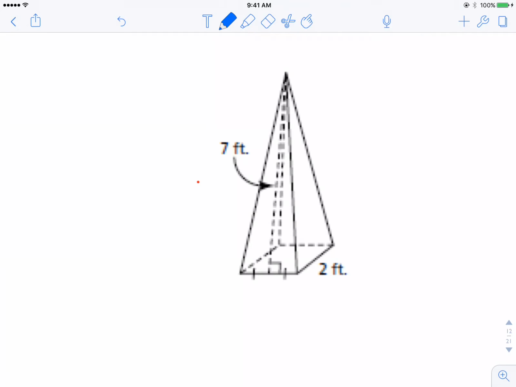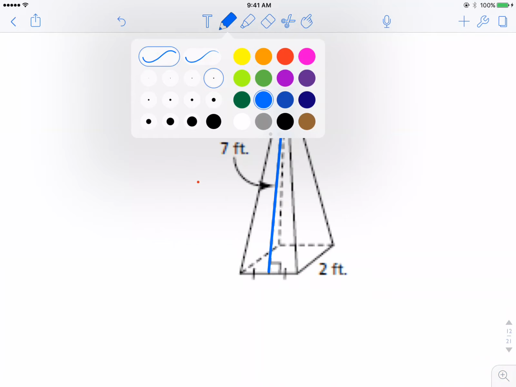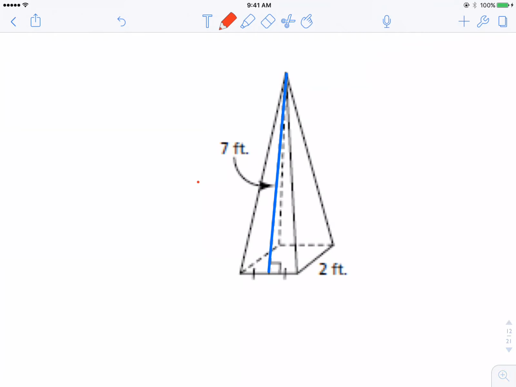So this is going to measure 2 by 2 down here, which is nice and easy for us, except that the picture gives us this dimension being 7 feet. And remember, that is our slant height, not the height of our pyramid. The height of our pyramid for volume goes from the apex down to the center on the inside of that pyramid. And this forms a right triangle at the base down here.